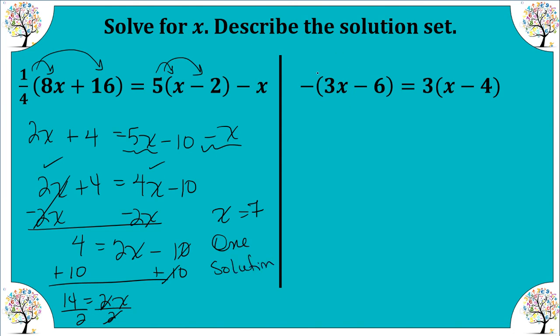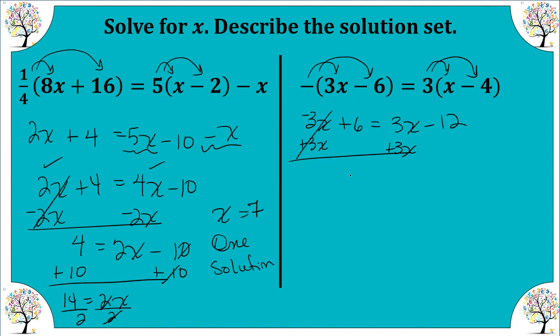Okay, in our next example, let's distribute this understood negative, and we get negative 3x plus 6 equals, let's distribute 3. We get 3x minus 12. We have variables on the left and the right, but this time they are different. So this is a negative 3x, so we're going to move the negative 3x by adding that whole entire term, making it go away. We're going to bring down positive 6 equals 6x minus 12.